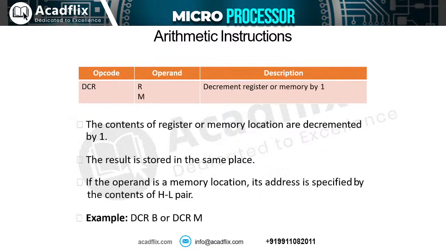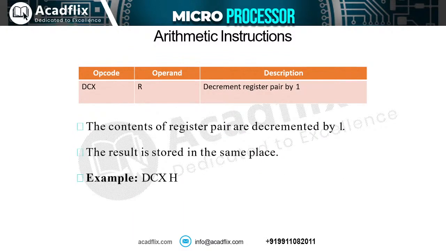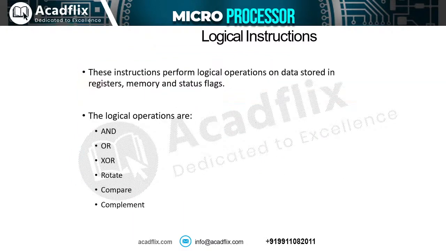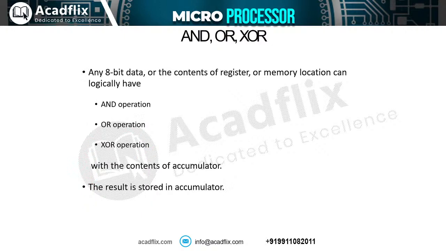Then decrement will also work like this: decrement a simple register or memory, or decrement a register pair. Then we have logical instructions like AND, OR, XOR, rotate, compare and complement. So these are the operations in 8085. As I said, in the 8085 microprocessor you do not have shift instructions. Shift is not there in the 8085 microprocessor. AND, OR and XOR operations you already know, right? What is the AND operation, what is OR, what is XOR, you already know.